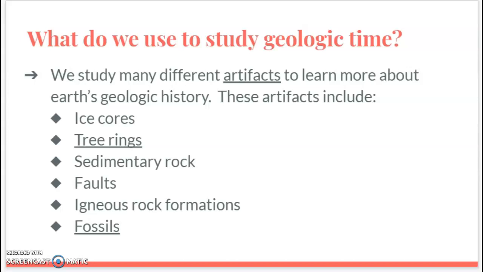Thinking about geologic time, scientists use many different things to study geologic time. Some of those artifacts would be ice cores, tree rings, sedimentary rock, faults, igneous rock formations, and fossils. So through the rest of this video, we're going to go over all of these different artifacts a little bit more in depth.